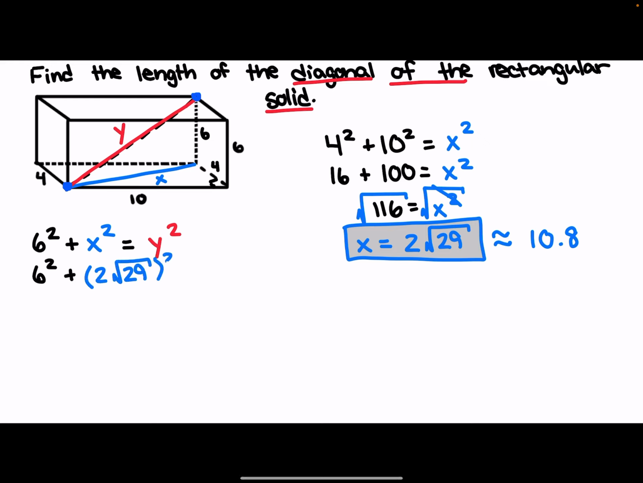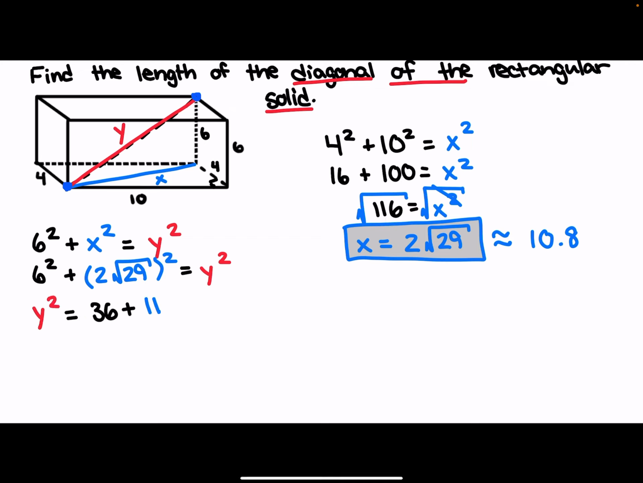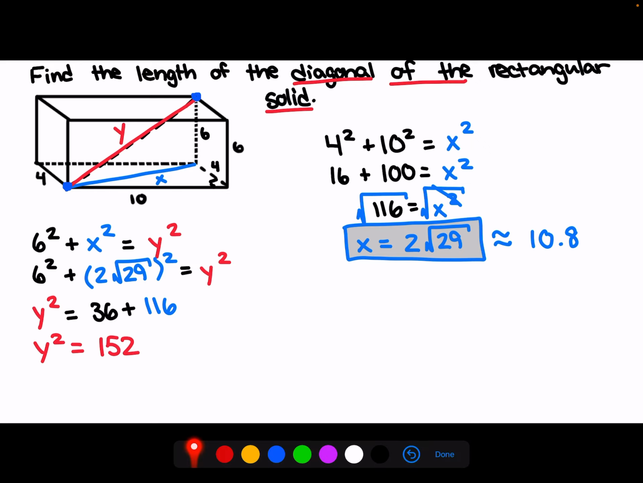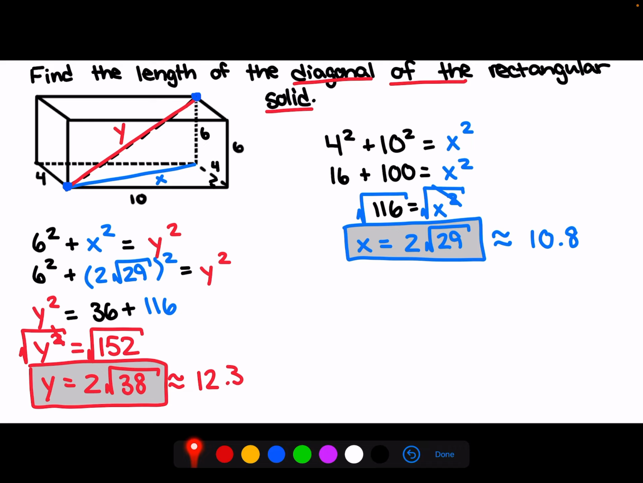6 squared will give me 36. 2 radical 29 squared, well, that'll just bring me back to 116 equals y squared. 36 plus 116 will give me 152. If I take the square root of both sides to get y isolated, that'll give me y is equal to 2 radical 38, which is about 12.3 units.